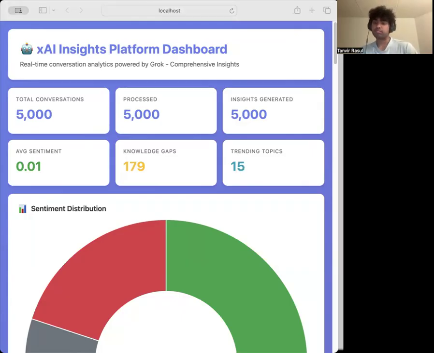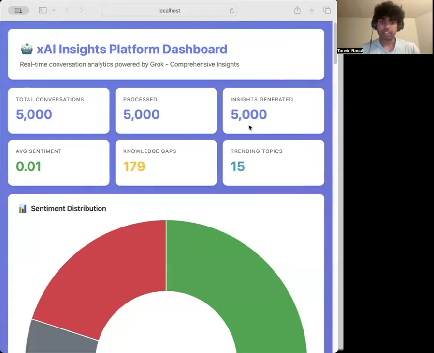Hi, I'm Tanvir Rasul. I'm a current senior studying artificial intelligence at Carnegie Mellon University, and I built a real-time conversation insights platform using xAI's Grok API. This system processes thousands of customer support conversations from Twitter and extracts actionable business intelligence. Let me show you what it can do.